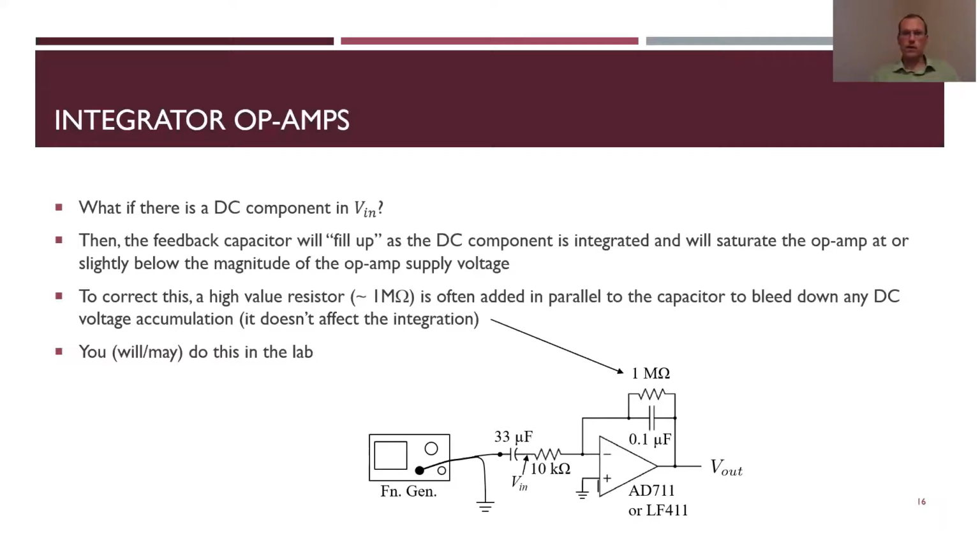The way to get rid of it is to add a high value resistor in parallel with that feedback capacitor. That's going to bleed down any DC voltage accumulation in my capacitor, and that'll keep everything nice and centered. And so again, you may do that in the lab, depending on exactly what modifications were made there. So you may see that.